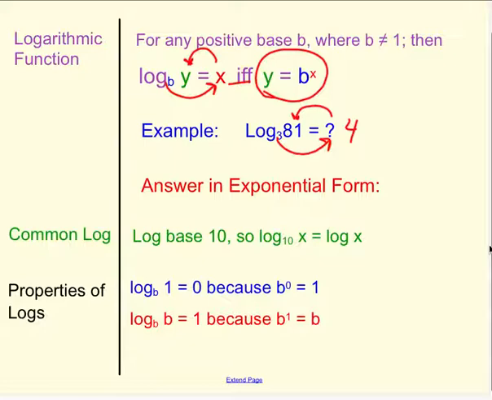A couple of properties of logs. Log base b of 1 equals 0, because, using our curly law, b to the 0 power equals 1. And another property is that log base b of b equals 1, because b to the first power equals b.